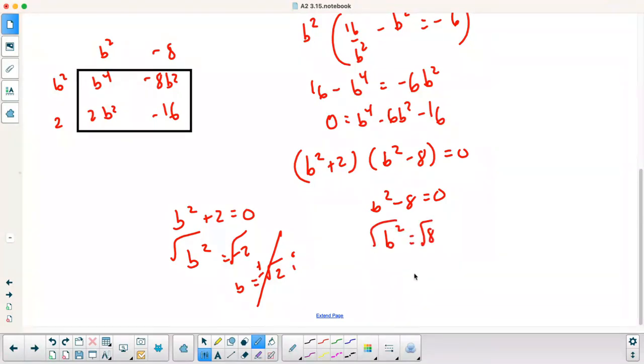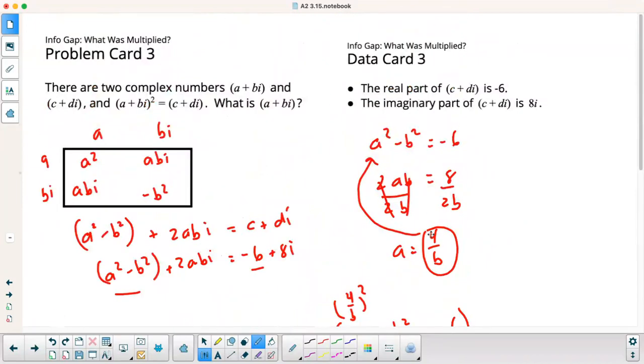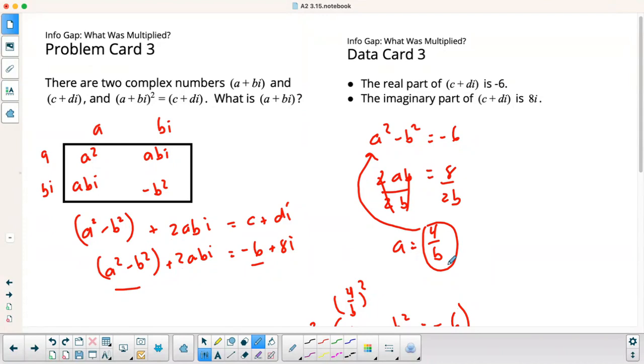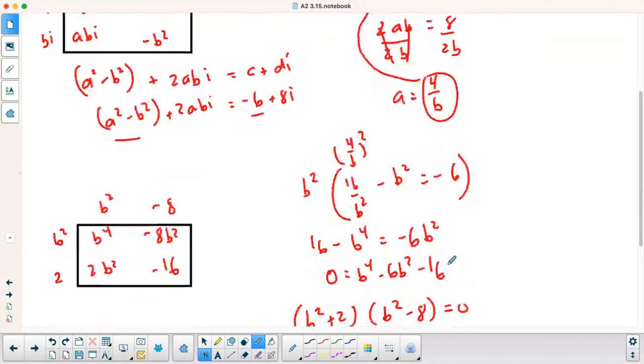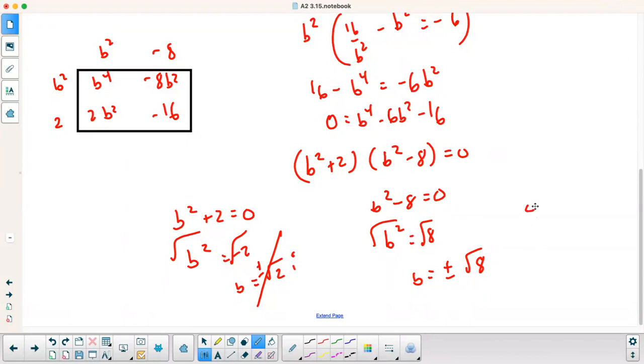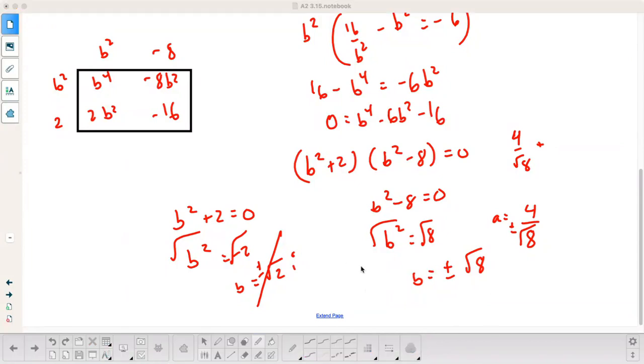Square root both sides. All right, so I get positive and negative radical 8. And then I would need to find a. So I'm going to plug it in: 4 over radical 8, and it's going to be plus or minus as well. So we're going to have 4 over radical 8 plus radical 8i.